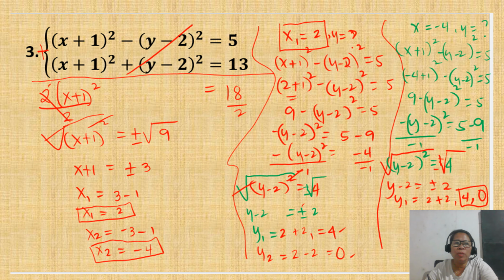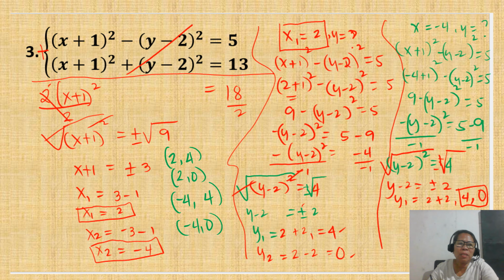Okay, so the solution to the system are, so we have, if x is 2, the value of y will be positive 4 and 0. So we have 2, 4, and then 2, 0. And then when x will be negative 4, there are two possible values of y, which is 4 and still a 0. So these are the four solutions to the system. I will leave you the checking.